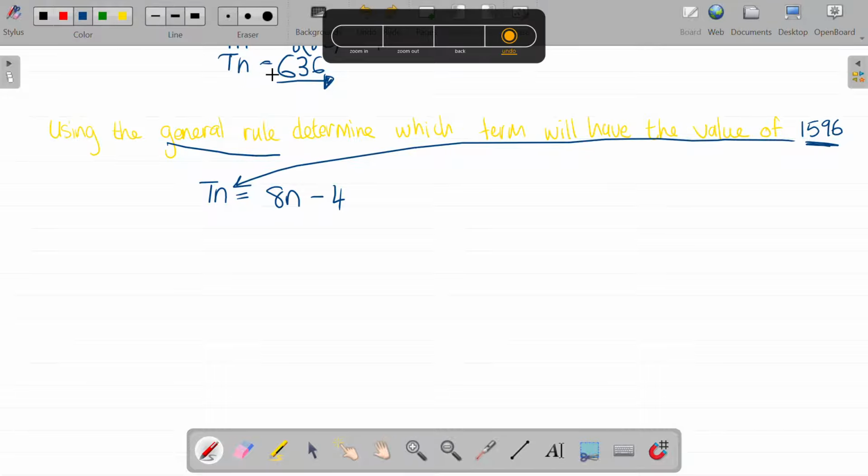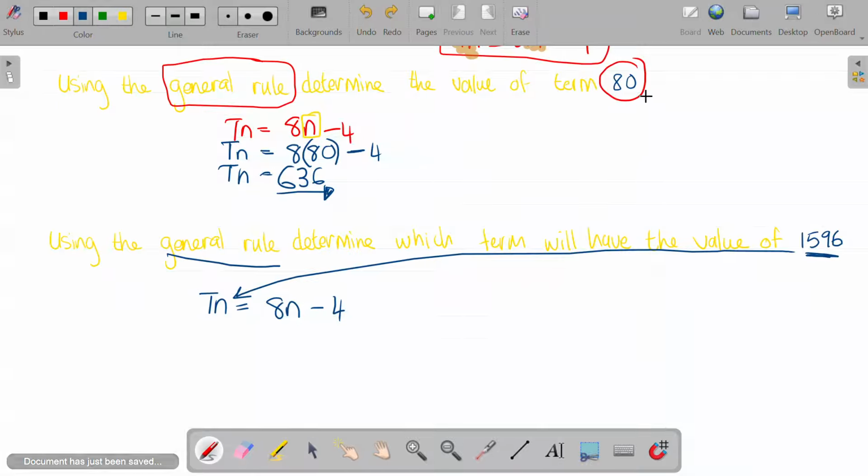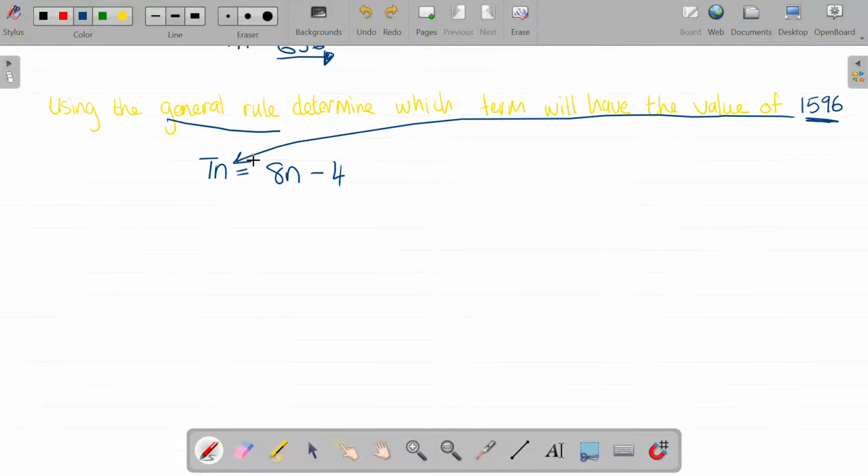Okay, so I hope you can see the difference between this question over here, where we took 80 and put it in place of the n, and in this case, we're going to put the 1596 in place of the Tn. So I'm going to write 1596, because now it has been substituted, it's been replaced, is equal to 8n minus 4. And now we've got to solve. We've got to find out what n is. So this takes a bit of algebra knowledge.